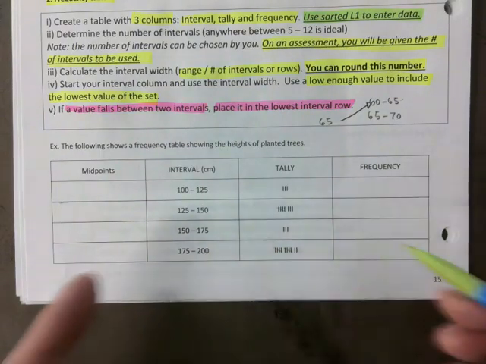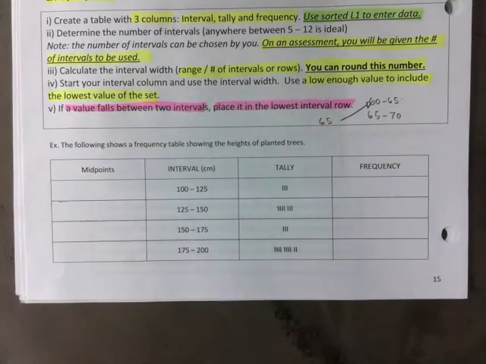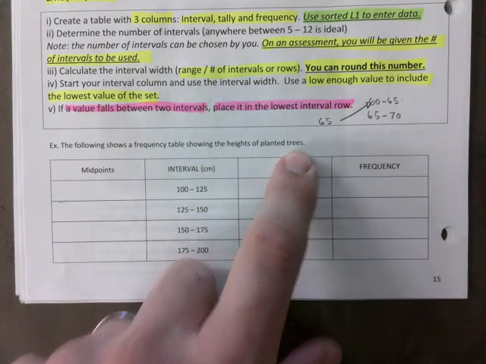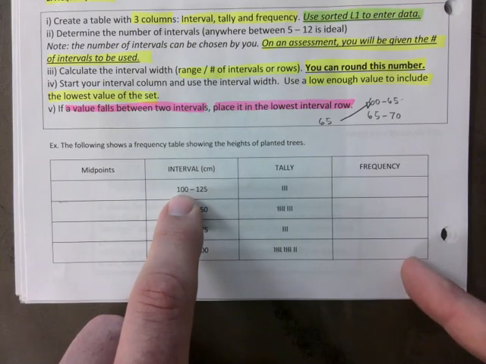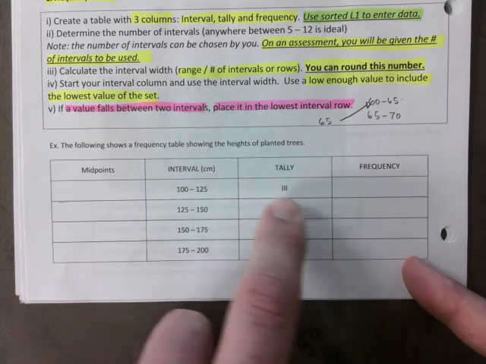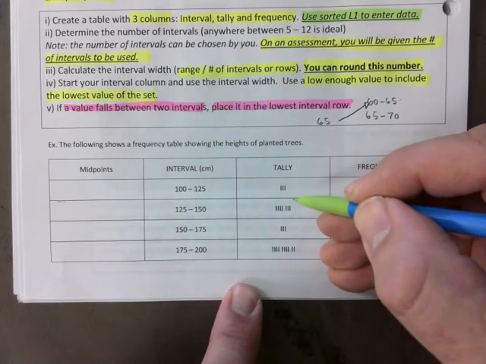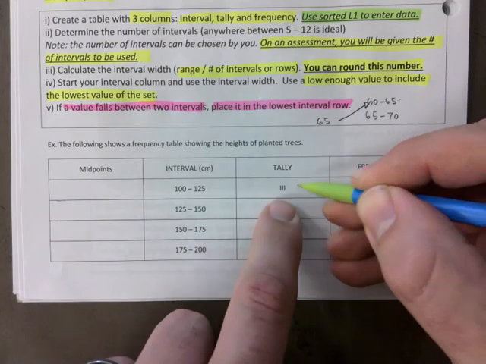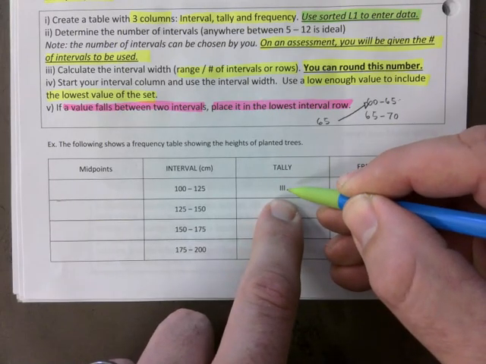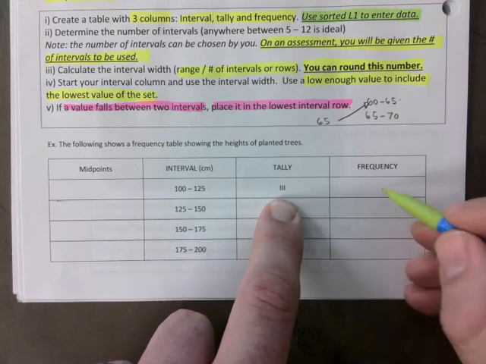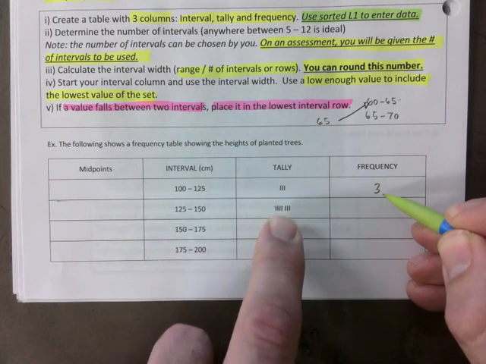Here's a frequency table that I've already made for you. It's showing the heights of planted trees. So you've got trees between 100 and 125 centimeters. There are 3 of them. Tally means we're going to actually put marks down as we count. So once you're done, you take the 3, you put number 3 in the frequency column.